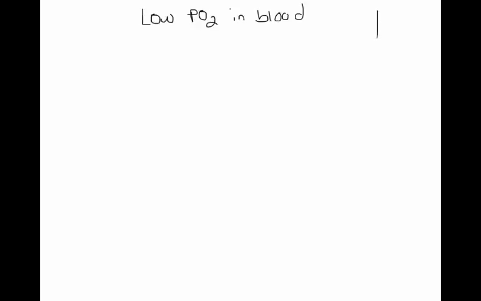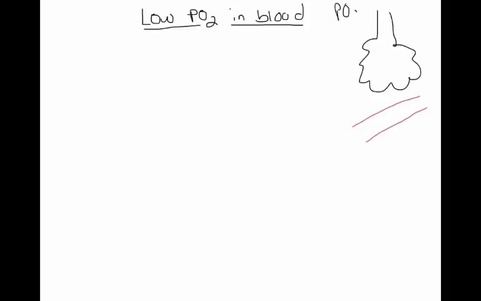So let me just draw a little alveolus here, and we'll put some blood nearby. Here's some blood. And we know that the partial pressure of oxygen in the atmosphere is normally about 155 millimeters of mercury, and normally about 100 in the alveolar space. So the most obvious reason maybe would be that there's low partial pressure of oxygen in the atmosphere. So low PO2 in the atmosphere.